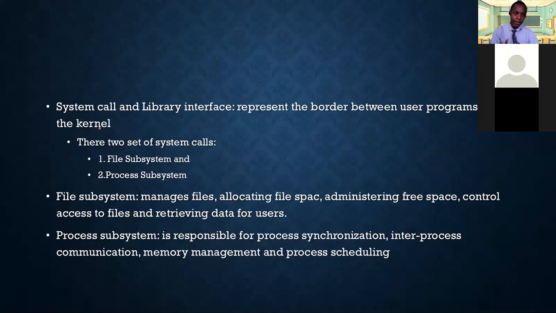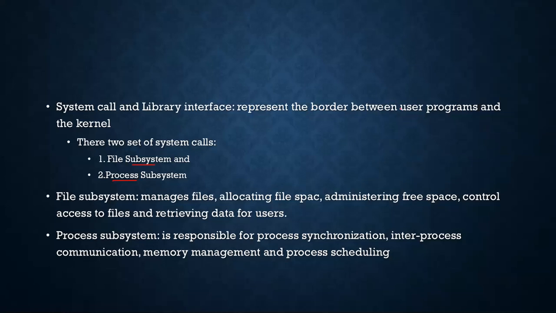So we have the two types of system calls. Number one is a file subsystem. Number two is a process subsystem. These are going to represent the borders between the user program and the kernel.